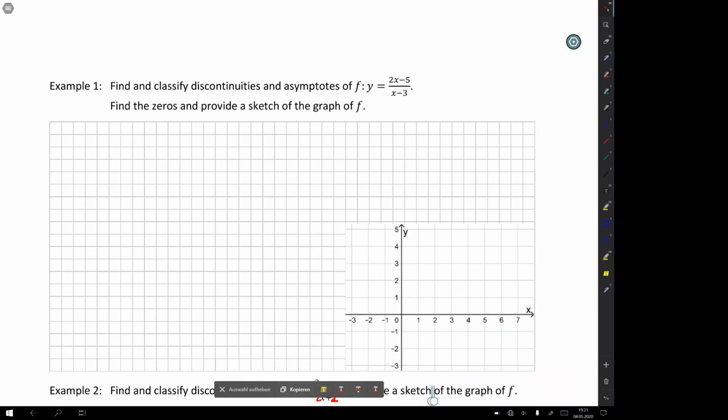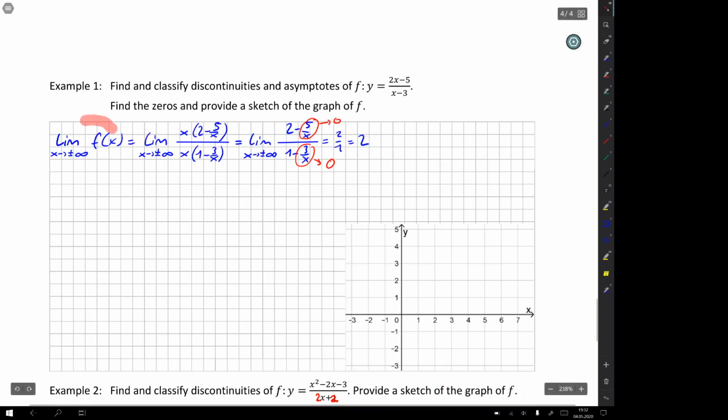Let us look now at example 1. We're given this function y equals (2x minus 5) divided by (x minus 3), and we want to find and classify the discontinuities and asymptotes of it. And once we've done that, we also want to find its zeros and then provide a sketch of it. So first, find its behavior at infinity, and hence find out whether it has horizontal or slant asymptotes. Stop the film, and here comes the solution.